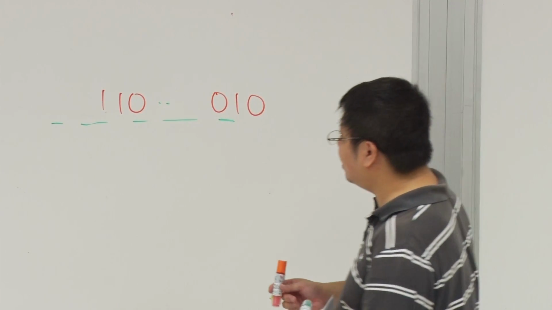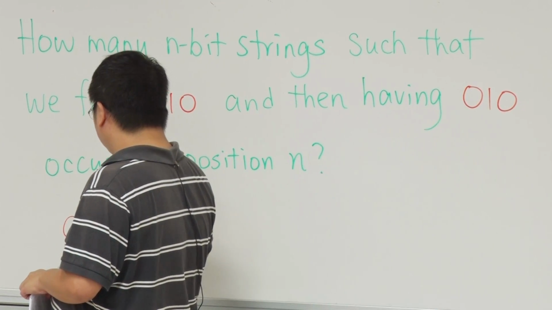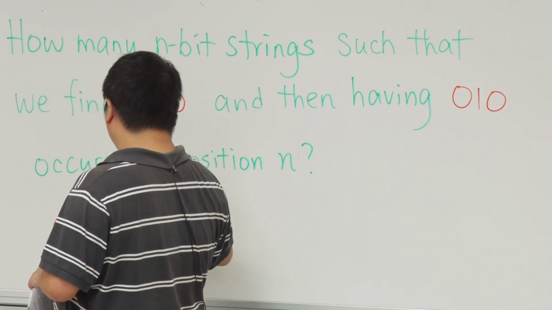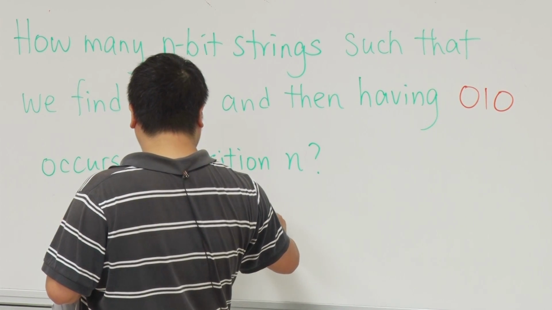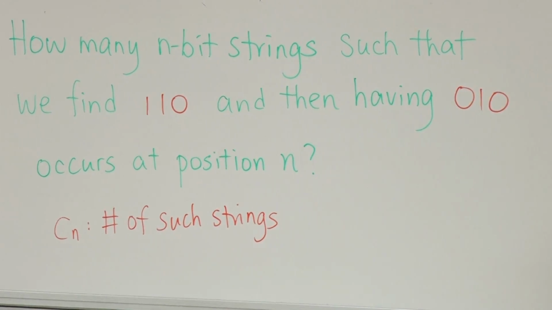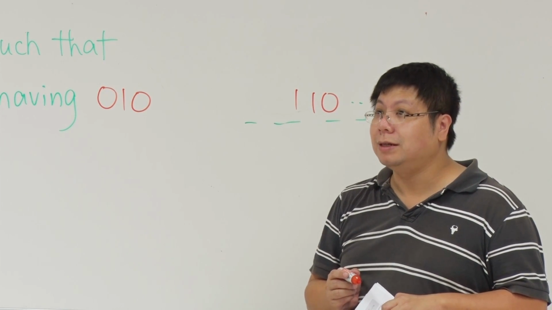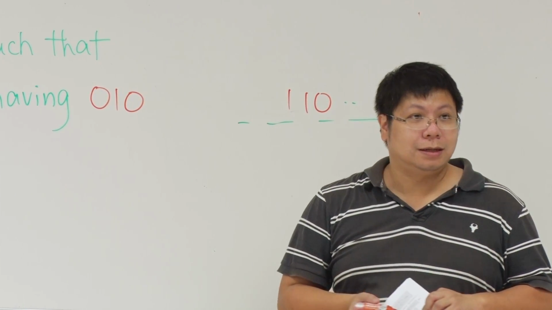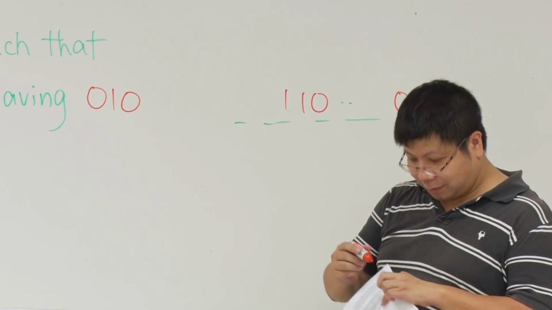Yeah. So in that case, suppose we use Cn to denote the number of such strings. Okay, so we have C1, C2, C3, C4, C5 equal to 0, right? And then C6 would be 1. Is that okay?